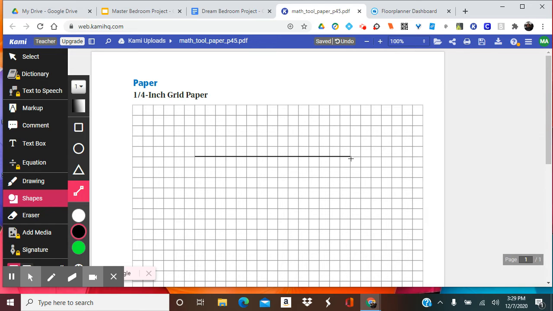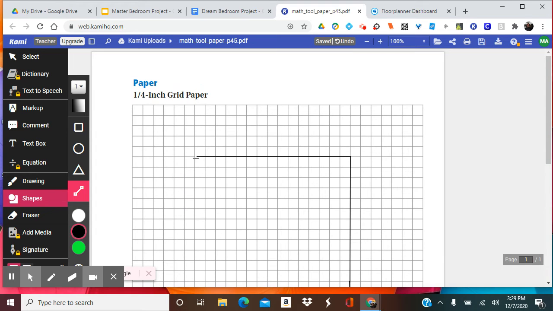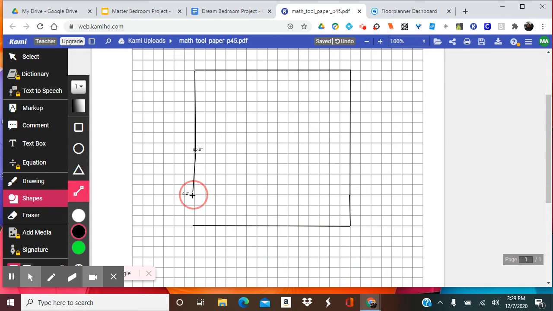So I'm okay with that. Or you can go 20 by 20. So I'm going to go down 1, 2, 3, 5, 6, 12. Okay, and then over. So then I would draw my bedroom in this square.